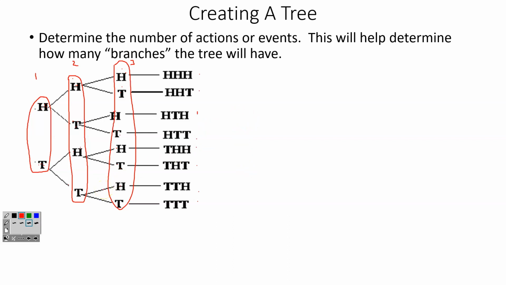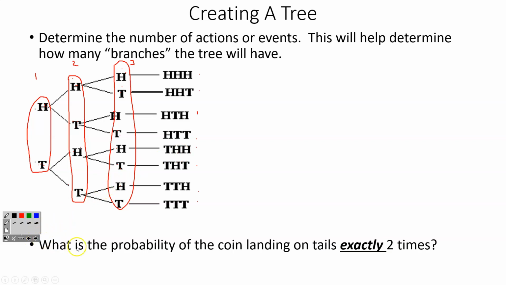So the reason I'm bringing this up is because you might be given a picture that looks like this and then asked a question like this. So what is the probability of the coin landing on tails exactly 2 times? So what I want you to do is pause the video and count out the number of outcomes that give you tails exactly twice. So pause it right now.